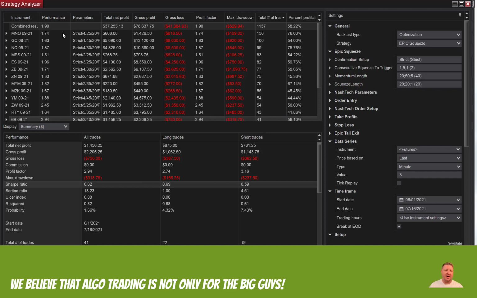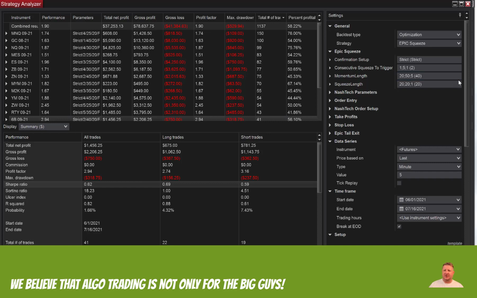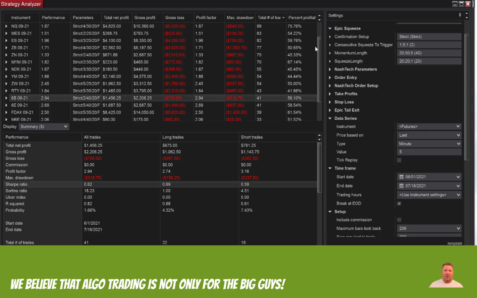And this is part of that process, strategy analyzer. So when this ran, again, look how great this is. We got all of these different instruments: MNQ, gold, NASDAQ, MES, ES, the YM. We got all of these just by running the optimization, because we chose all futures instead of choosing one. Okay, now we can go in and load each one.